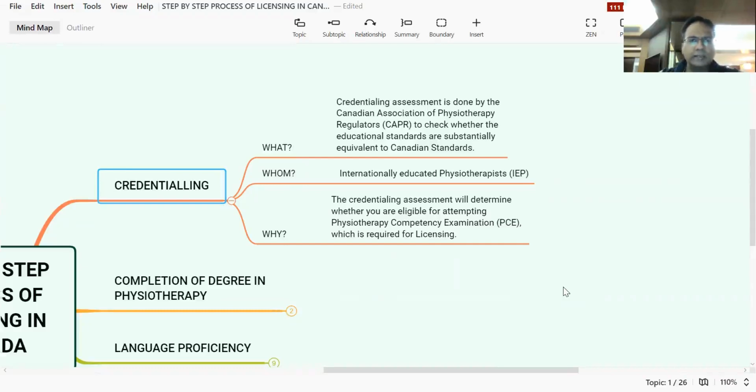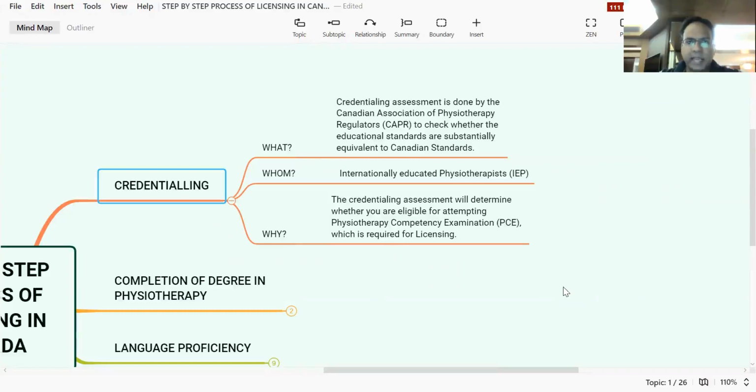For whom is it done? It is done for internationally educated physiotherapists, people who have not gained their entry to practice education in Canada. For those people, they have to do the credentialing. And why is it done? This is done because this will tell you whether you are eligible to write the licensing exam.